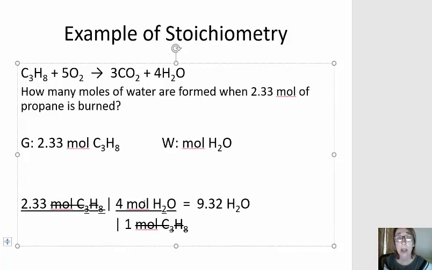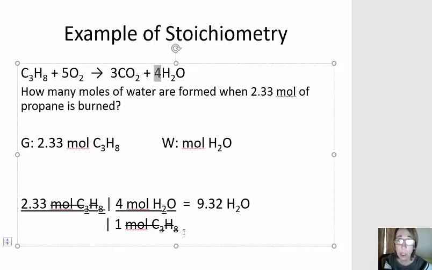So we take what we're given, what we're converting from, the 2.33 moles of propane, and we multiply by the conversion factor, which is always going to be a mole ratio from the balanced chemical equation when it comes to stoichiometry problems. So the conversion factor has the moles of the chemical that I'm converting from in the denominator. So according to my balanced chemical equation, 1 mole of propane. So I have 1 mole of propane in my denominator, and then in my numerator, I have the moles of chemical that I'm getting to, or trying to find out about, moles of water. And according to the balanced chemical equation, that's a coefficient of 4.